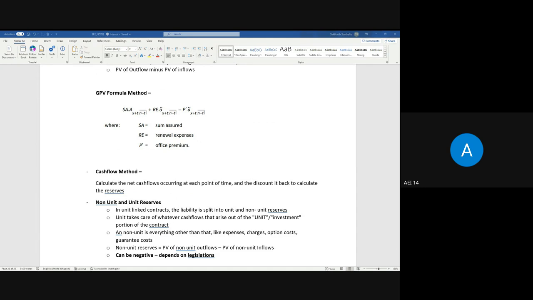So basically, you will take into account all your expenses and charges, all your mortality charges in excess of the unit fund, and all the cost of guarantees and options. So non-unit reserve is basically the PV of all non-unit outflows minus the PV of non-unit inflows. Now, the source of profit for any company selling a unit-linked policy would be these charges and expenses, right? So you would again expect the PV of outflow minus inflow to be negative.